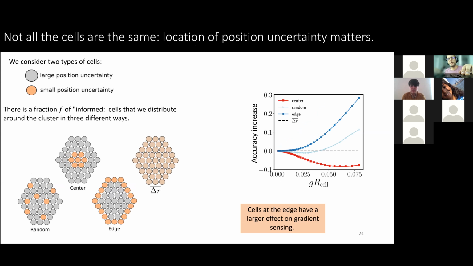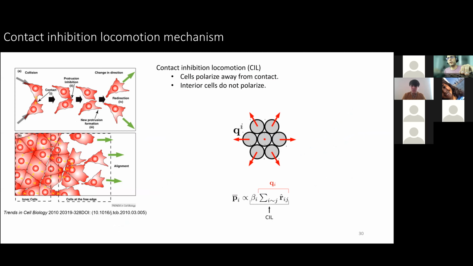We can write the polarization as a vector Q that is basically a sum over the neighbors' directions, and a parameter beta that is the susceptibility of the cell to get polarized by this contact inhibition locomotion. This is okay, but it is not enough to sense a gradient. If we want this cluster to be able to sense a gradient, we need to add something else. We need, for example, the susceptibility to polarize to depend on the local concentration of the chemical gradient.